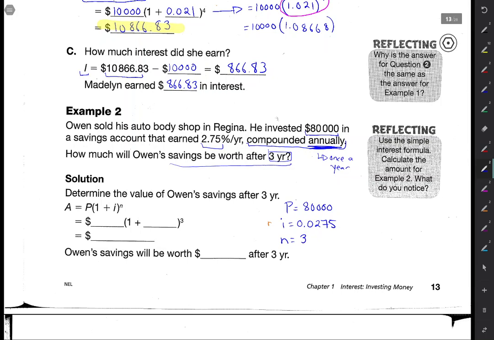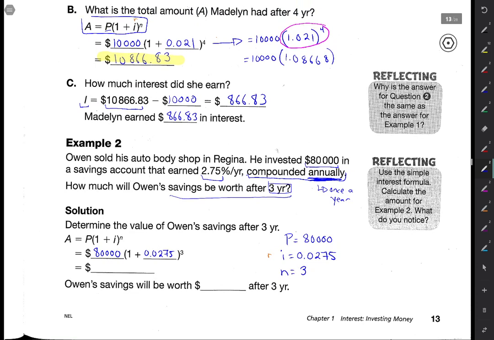So now let's plug everything into this formula. We have $80,000 for the P. Then in the brackets, it's 1 plus the rate, or the I, which is 0.0275. And then the N is 3, which they gave us there. So then if we multiply all this like we did in the previous question, we should get $86,783.16. So Owen's savings will be worth $86,783.16 after 3 years.